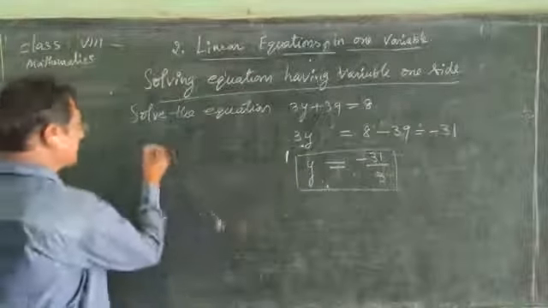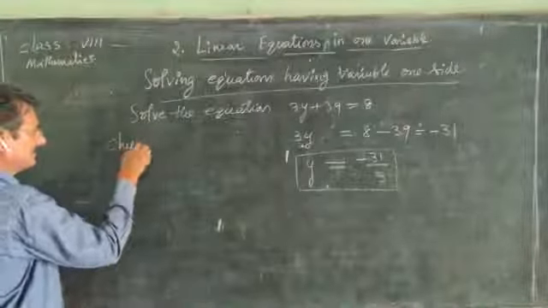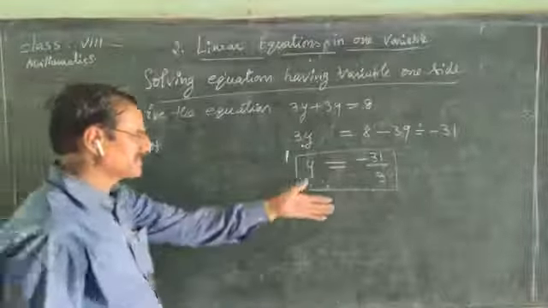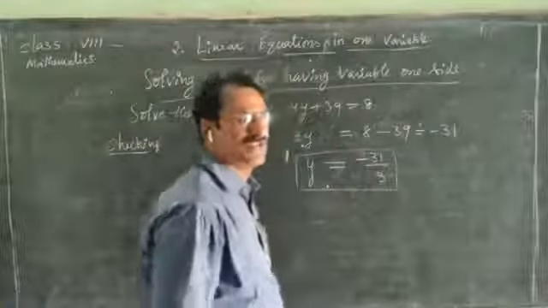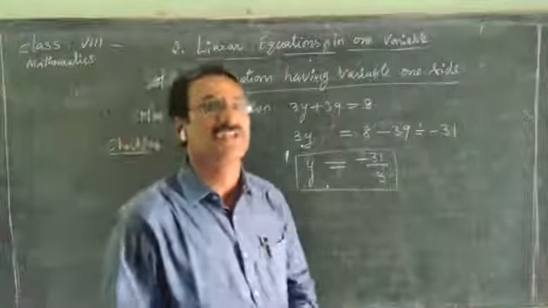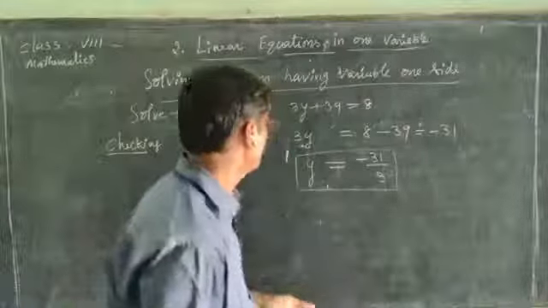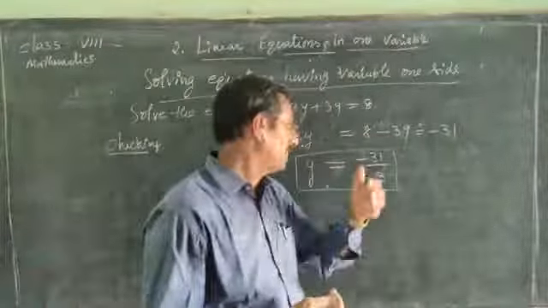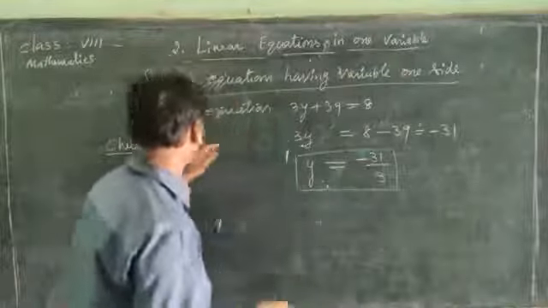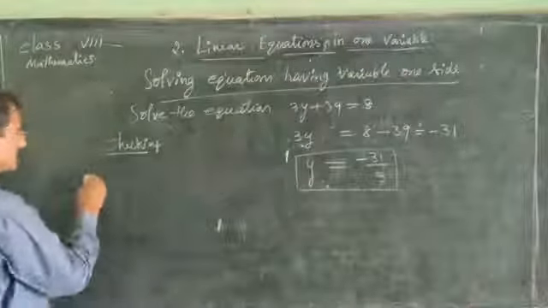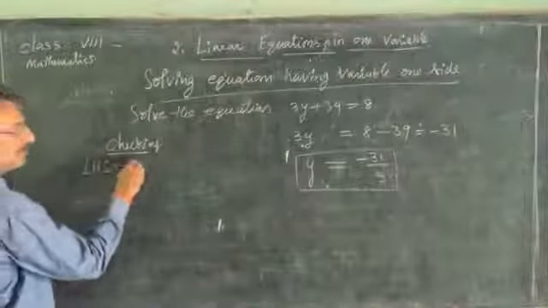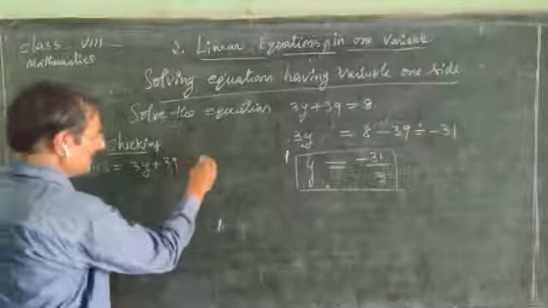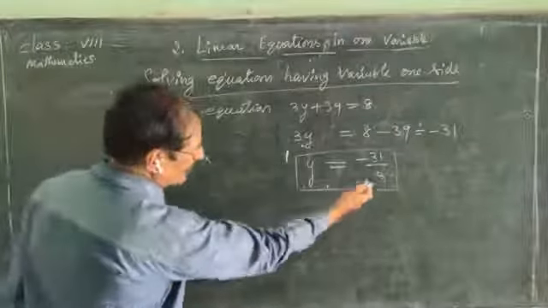How to check it? Checking. Is it right or wrong? Just substitute this value in the given equation. If it satisfies the equation, then it is called a solution. That means it makes the equation LHS equal to RHS, then it is called a solution. Now coming to the checking, what is the LHS there? LHS equal to 3y plus 39.